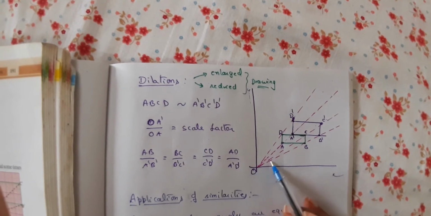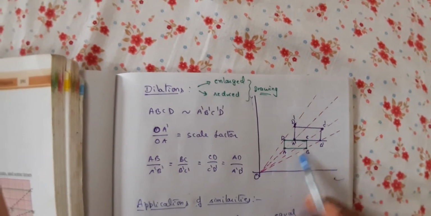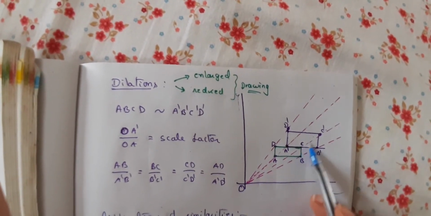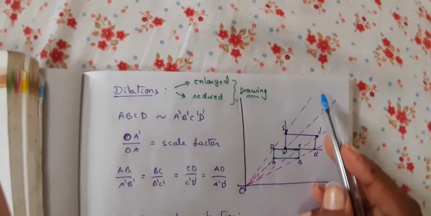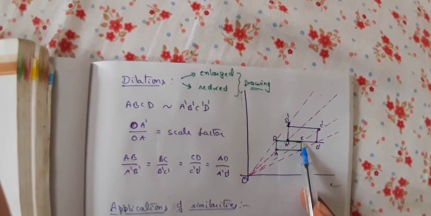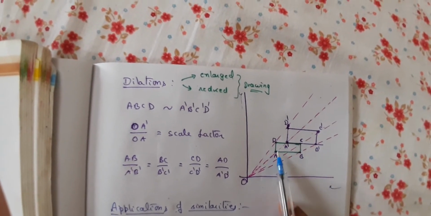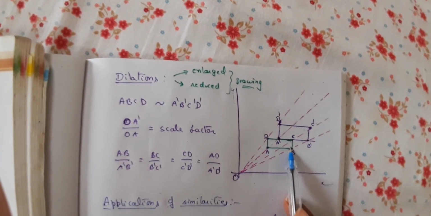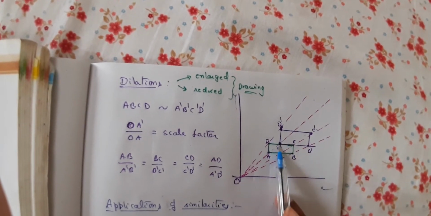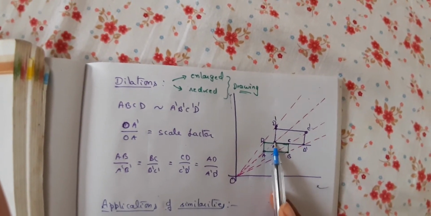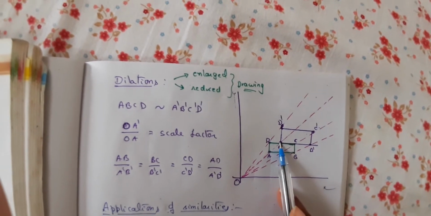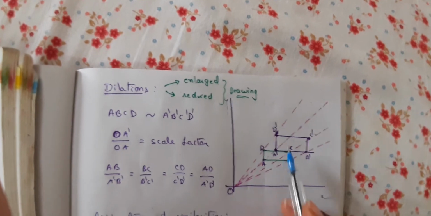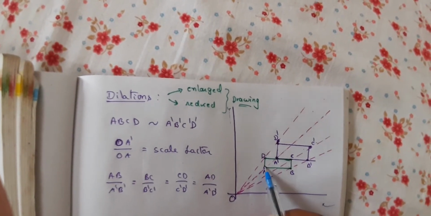Then another line which passes through vertex B, again from the same point, that is the origin. And another line through vertex C, similarly through vertex D. So now I have got 4 lines passing through the 4 vertices of the rectangle here. Now here though I am not minding the size, I am just starting my picture over here.